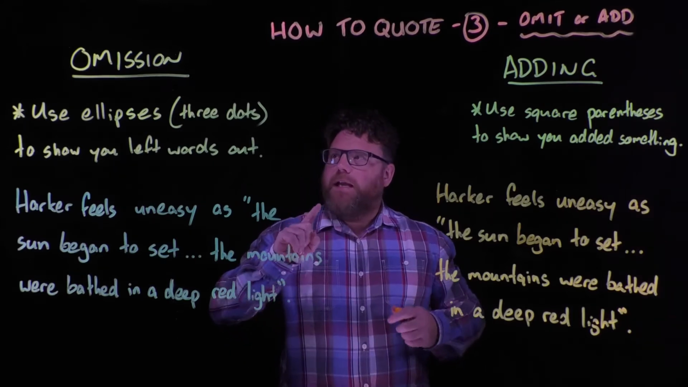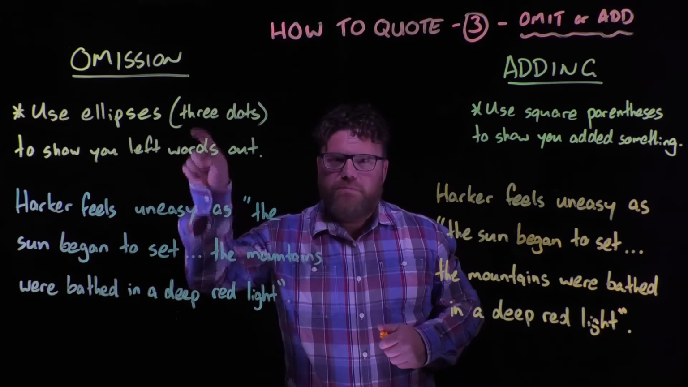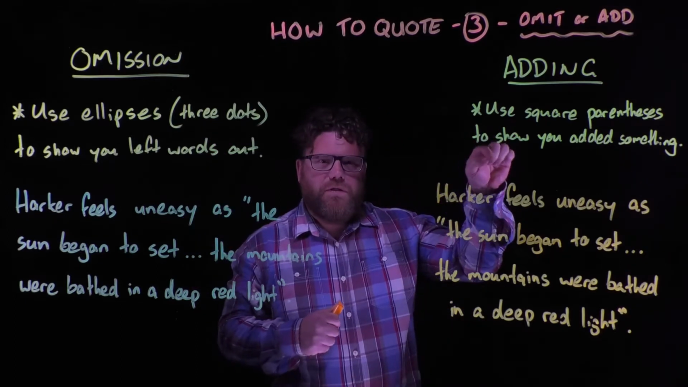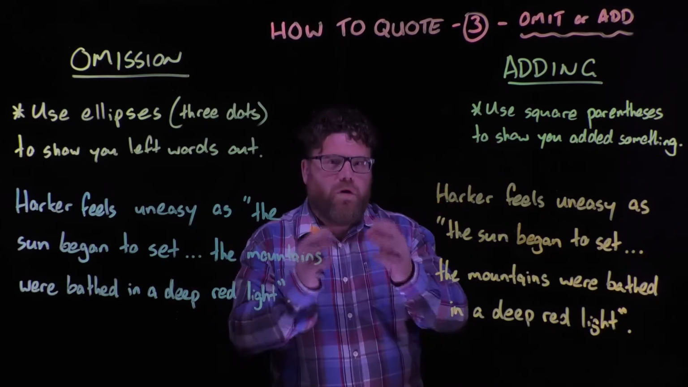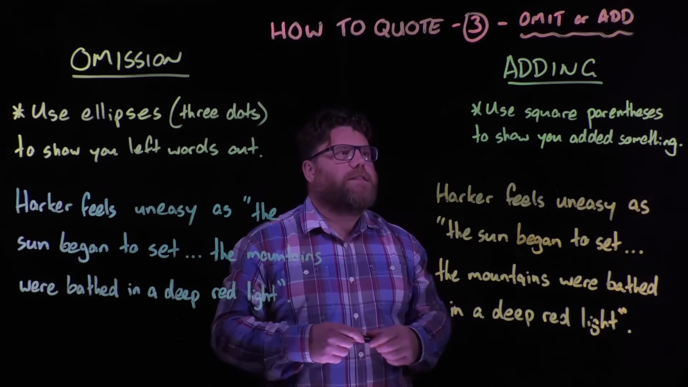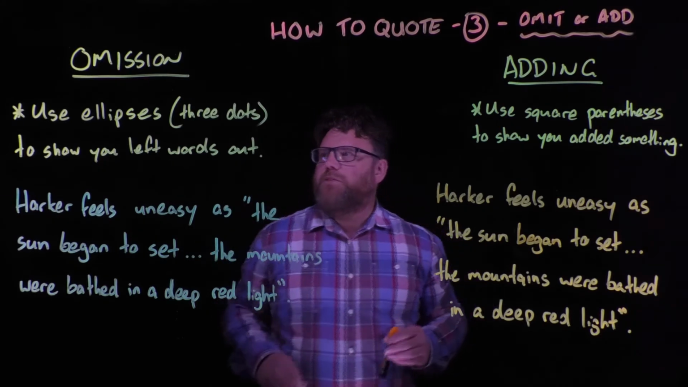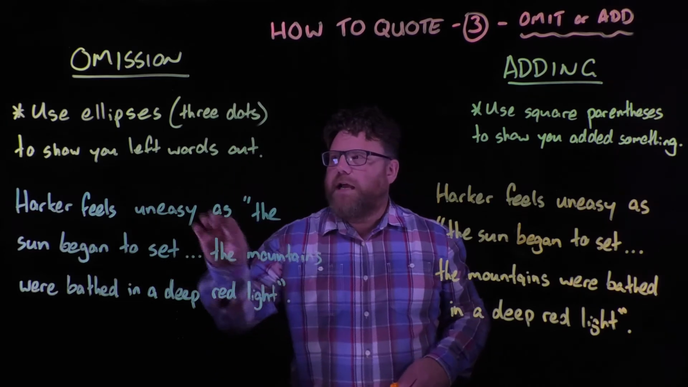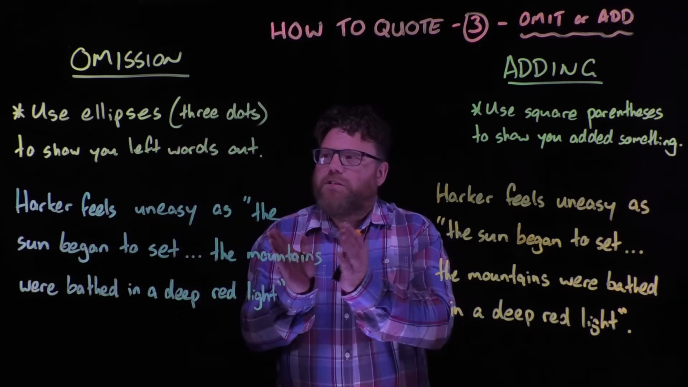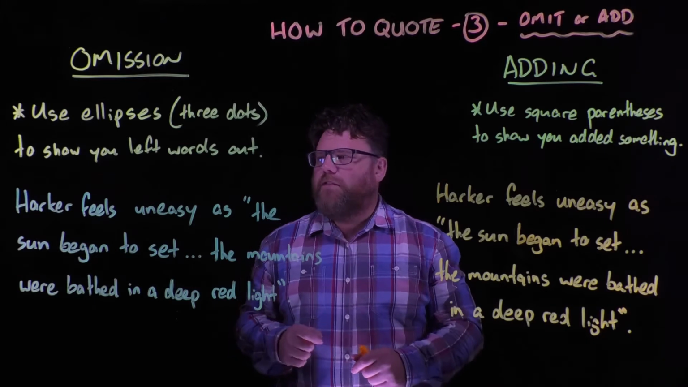This lesson is going to look at how you cut words out, that is omission, and also how you add words to your own writing for clarity, to make it clear what you're trying to say. So omission and adding. Let's look at omission first. If you want to cut words out, you use an ellipsis, that is those three dots, to show that you've left some words out of the original.